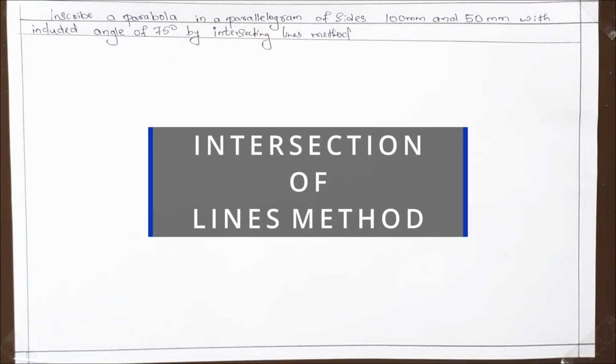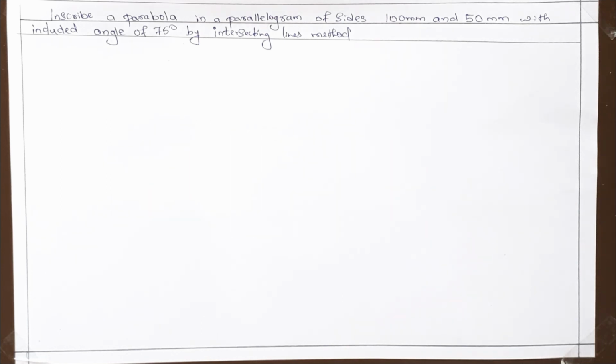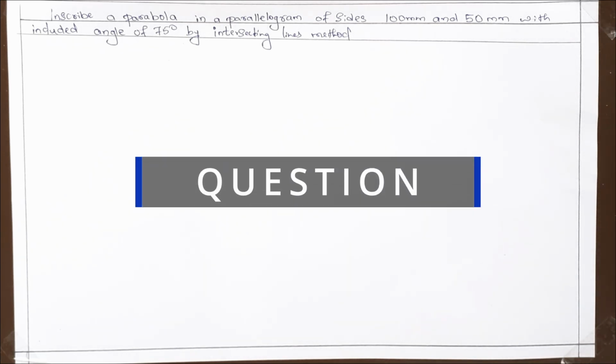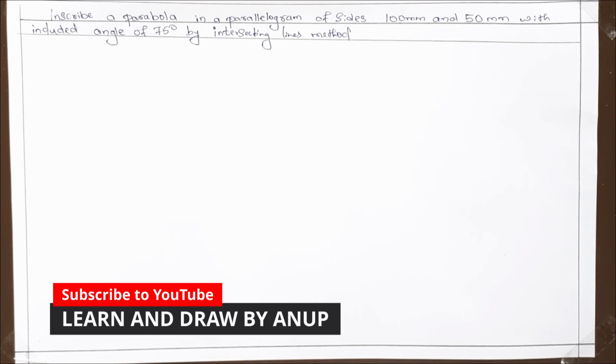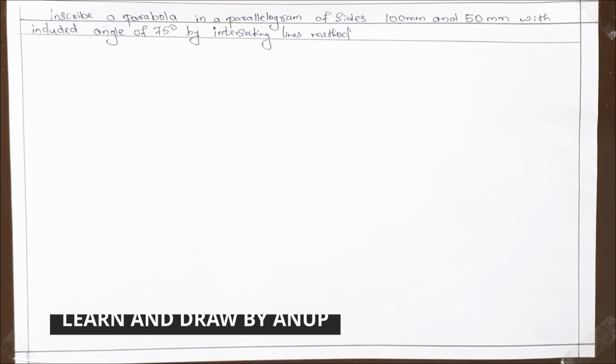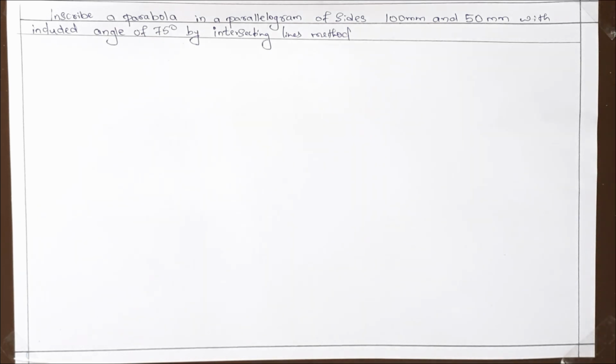Intersection of lines method of drawing the parabola. Let's read out the question. Inscribe a parabola in a parallelogram of sides 100 mm and 50 mm with an included angle of 75 degrees by the intersection lines method. So, the sides of the parallelogram are given as 100 mm and 50 mm, and the angle between the two sides is given as 75 degrees.